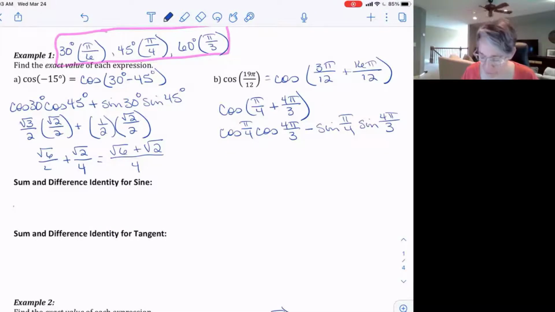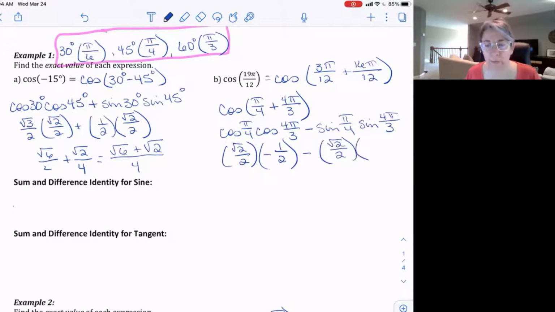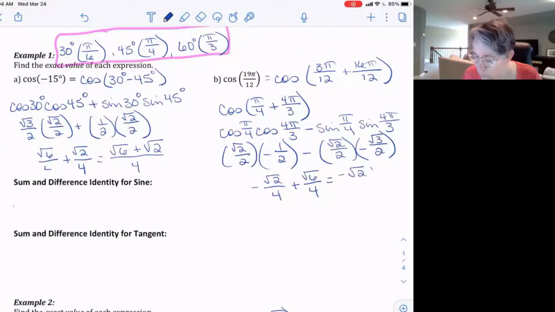So the cosine of pi over 4 is the square root of 2 over 2. 4 pi over 3 is in the third quadrant, so the cosine would be a negative 1/2 minus the sine of pi over 4 is square root of 2 over 2. And again, being in the third quadrant, the sine of 4 pi over 3 would be a negative square root of 3 over 2. So when we multiply these out, we get a negative square root of 2 over 4 plus the square root of 6 over 4, which we can combine as a negative square root of 2 plus the square root of 6 over 4.